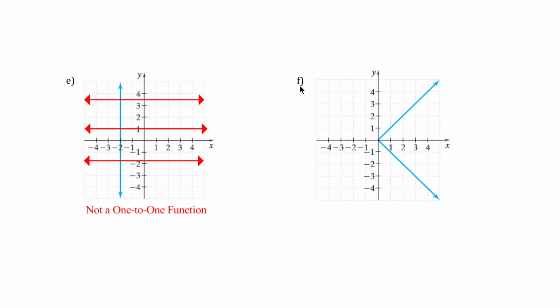Moving on to part F, we have the graph in the shape of a V, but it's sideways and it's facing towards the right. Now if we apply the horizontal line test, it looks like it passes. However, we have the same problem as part E. This is actually not the graph of a function, so automatically this is not a one-to-one function.